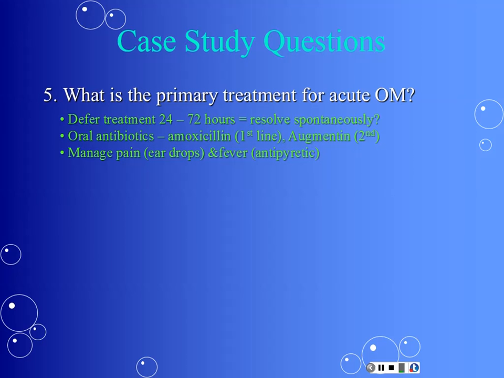Some kids will then have to have a cephalosporin if it doesn't clear up, depending on what's associated with it, or Rocephin. They want to manage the pain, so they can give them eardrops for pain. A lot of times they don't use antibiotic-type drops. They use the pain eardrops. They don't do them anymore. Hmm? The pain drops? Depends on where you go. But primarily they want you to treat the fever with the antipyretic.